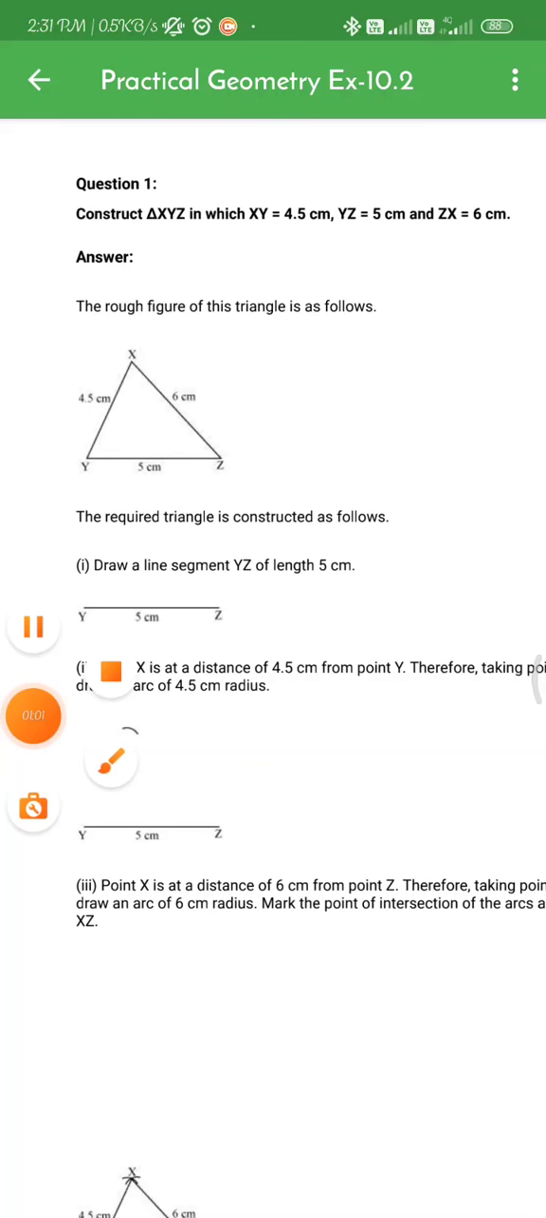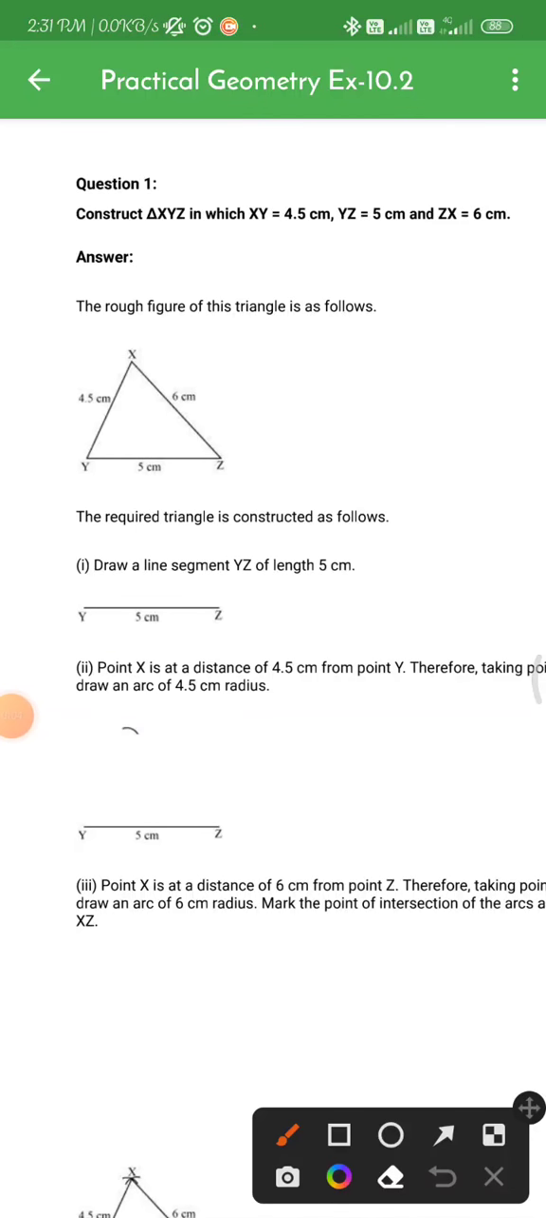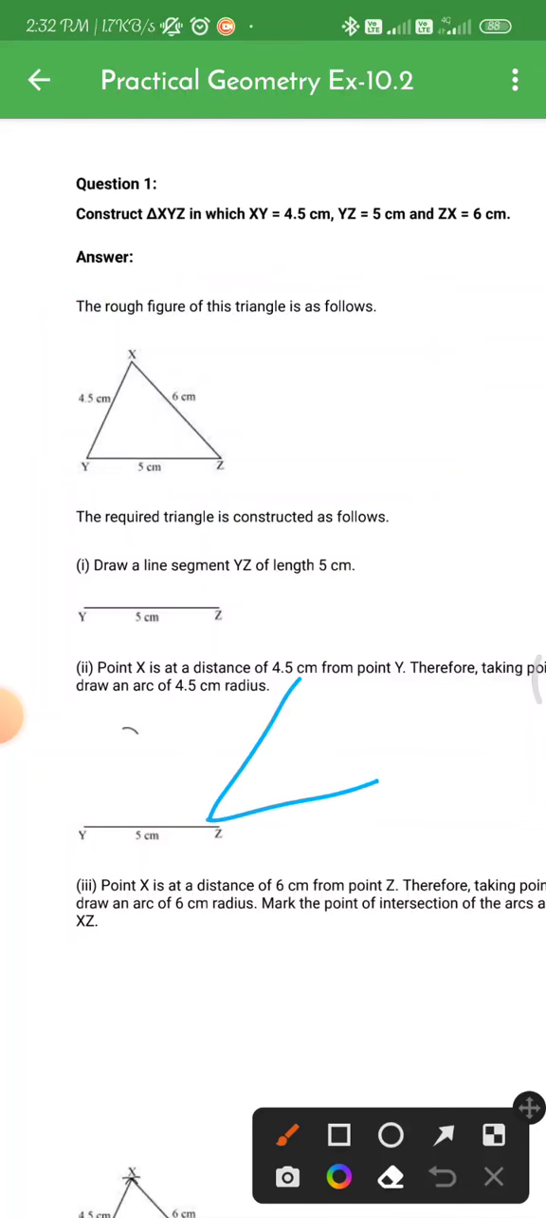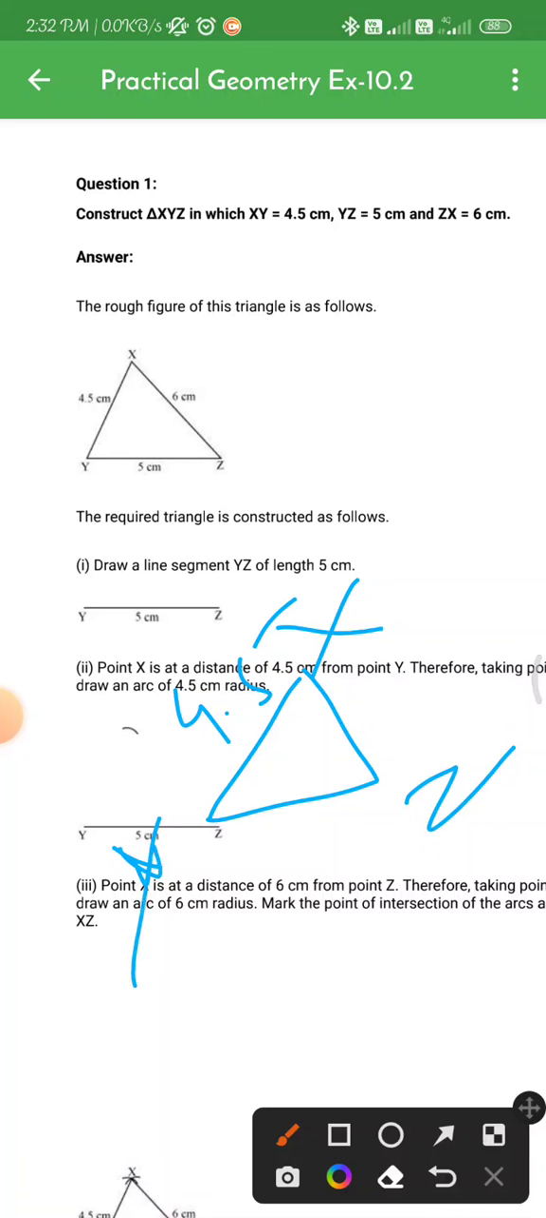First thing we have to check is how this figure will look in a rough diagram. We all know there are three sides in a triangle, so make any three lines of a triangle and name it XYZ. Suppose XY is equal to 4.5 centimeter, YZ equal to 5 centimeter, and ZX equal to 6 centimeter. So this is the rough diagram of the triangle.